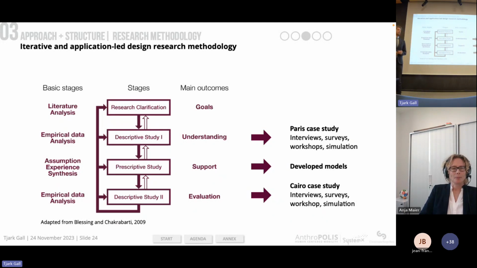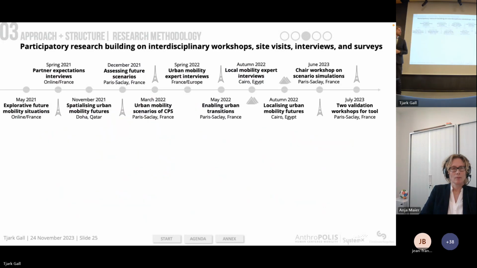And finally, there was the evaluation and replication in the case of Cairo. As mentioned before, we tried to be as collaborative as possible throughout the process. So we had a number of interviews and workshops, primarily in France for the first 2 years, then a little bit in Cairo at the end of the second year, and finally again a bit in Paris.